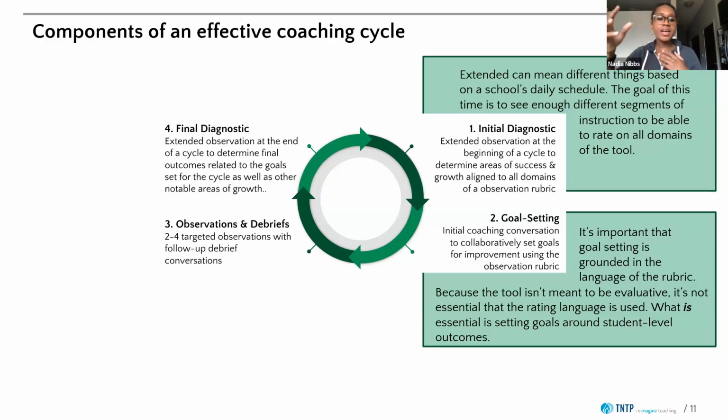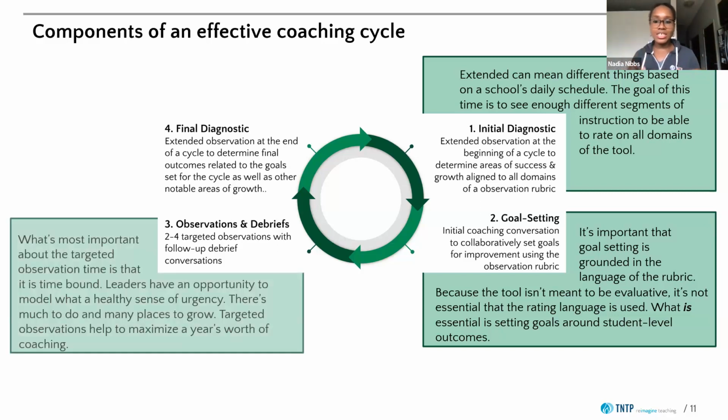Third, digging into that cycle of observation debriefs. This is where people get the most skittish, right? Because they're like, man, 2 to 4 targeted observations. I barely have enough time for one. We get it. So again, here, the most important thing is carving out that time for it to be targeted. That might not mean 30-minute observations every single time.